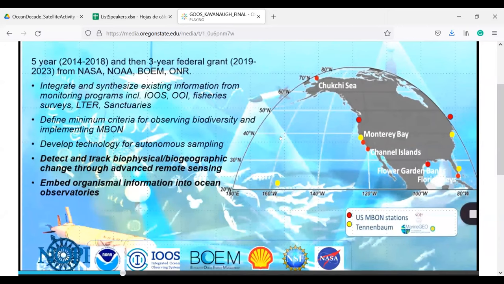Another MBON goal is to define the minimum criteria for observing biodiversity in dynamic coastal zones. And this includes the development and application of technology for autonomous sampling, as well as to more thoroughly assess the rich taxonomic diversity in these waters. We also wish to detect and track biophysical and biogeographic change through advanced remote sensing. And thus, in essence, a major goal of the MBON is to embed organismal information into ocean observatories at the level to which physical and chemical processes have been monitored in the past. And thus, for a more holistic understanding of change in coastal ecosystems.